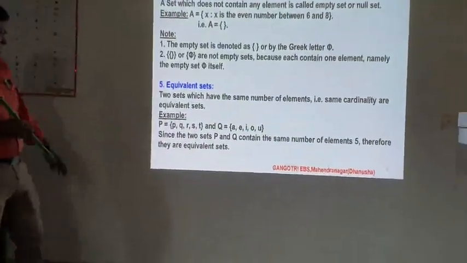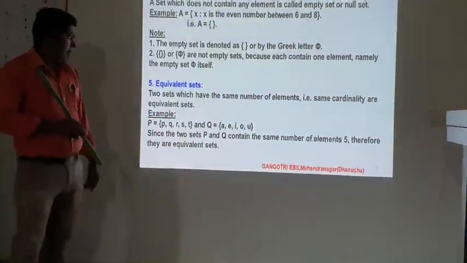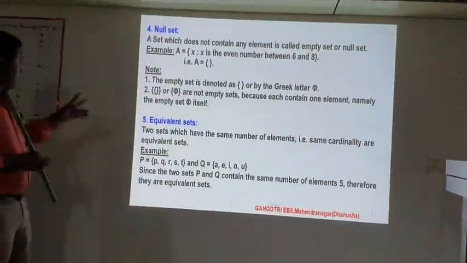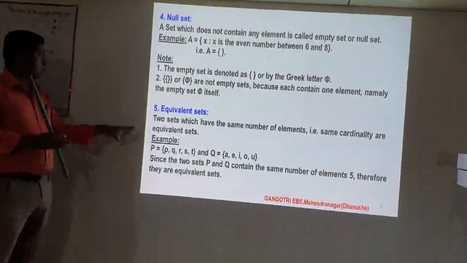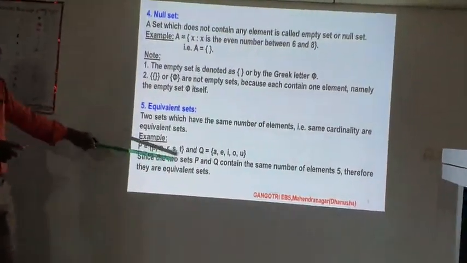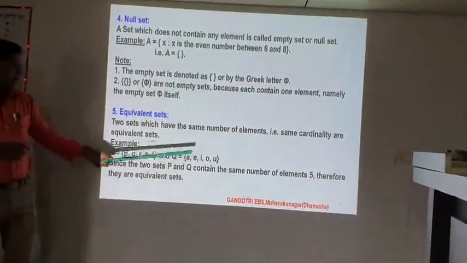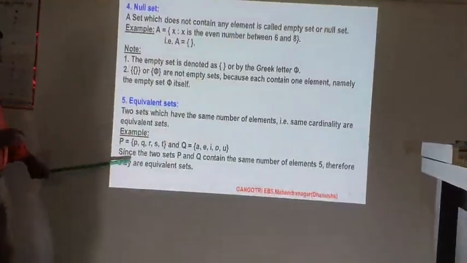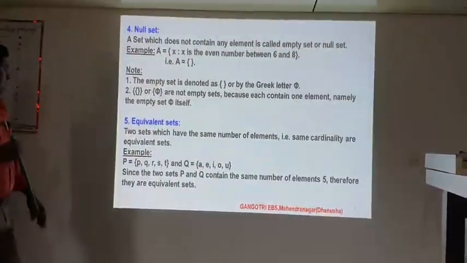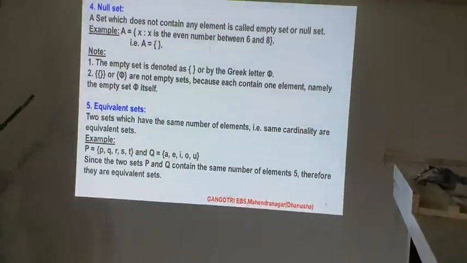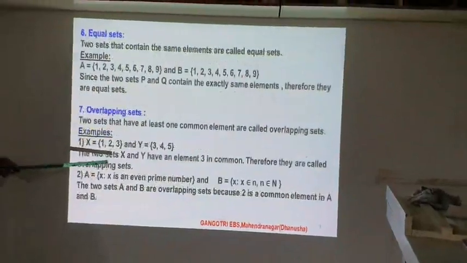It means there is cardinality 5 in both, so it is an equivalent set. If cardinalities are the same, then it is an equivalent set. Since the two sets P and Q contain the same number of elements, 5, therefore they are equivalent. If the cardinality is not the same, then it is not equivalent.